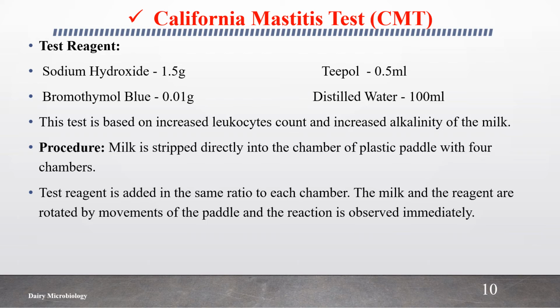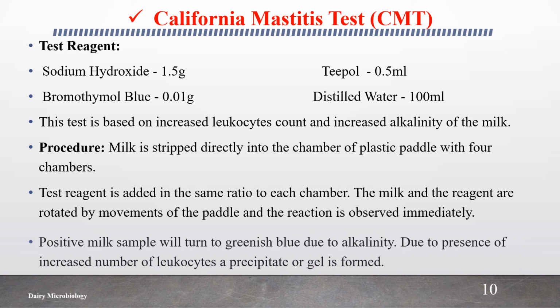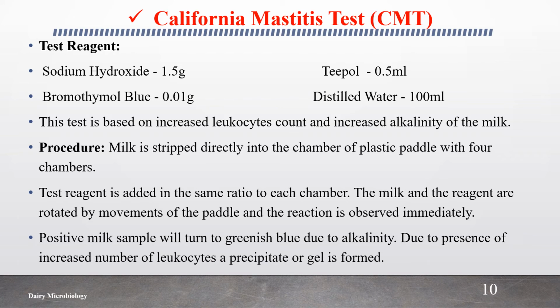The positive milk sample will turn greenish blue due to its alkalinity, and due to the presence of an increased number of leukocytes, a precipitate or gel is formed, which indicates the positive test, which indicates the presence of mastitis.